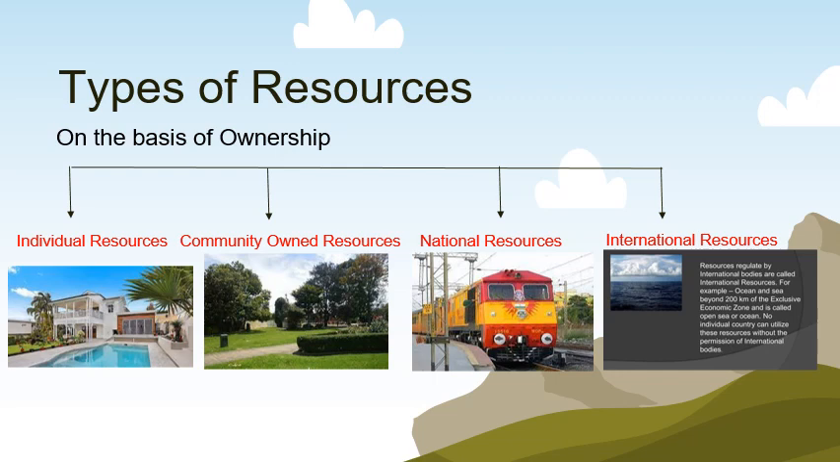And lastly, you have the international resources. These are resources that are shared among multiple countries, and they may require international cooperation and management to ensure their sustainable use. These can include natural resources such as water bodies, forests, fisheries, cultural resources, as well as heritage sites, international cultural events, etc. Let us understand these.